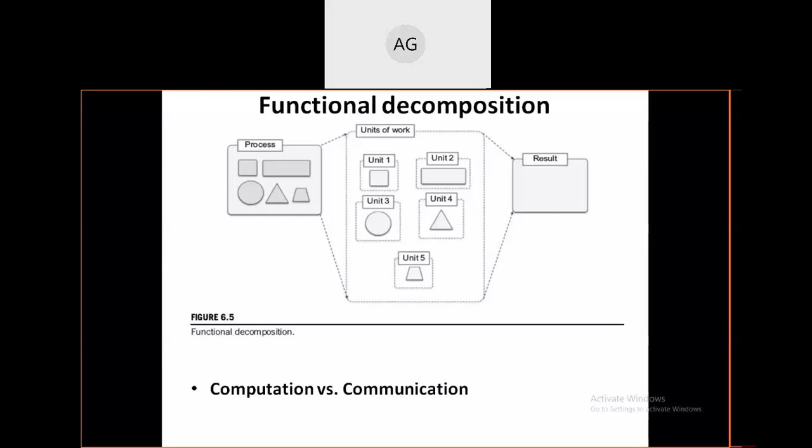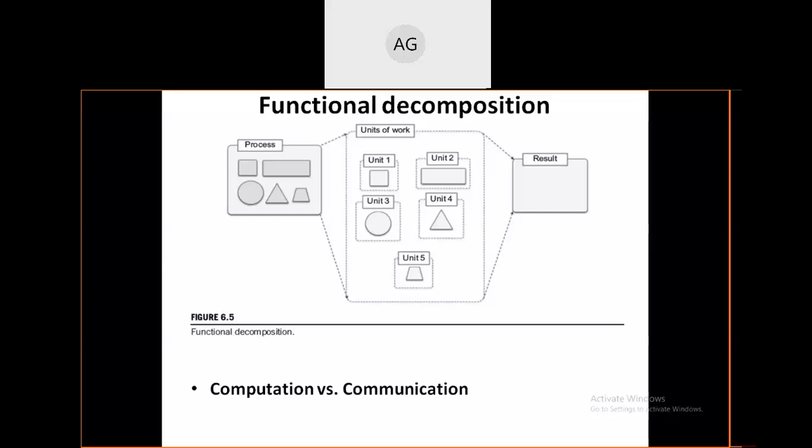After the first phase, the process, then the units of work, with the help of applying the decomposition method, all the units of work will be separated, meaning a separate set of units of work will be created. After creating the separate units of work, you can use the functional decomposition.